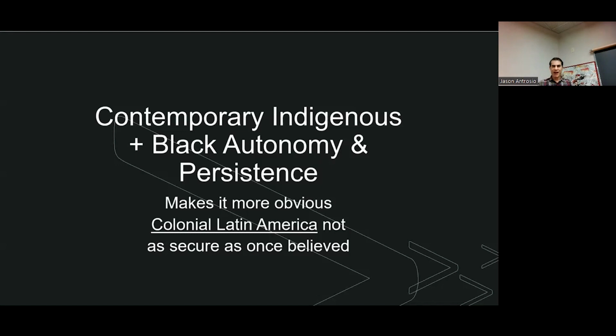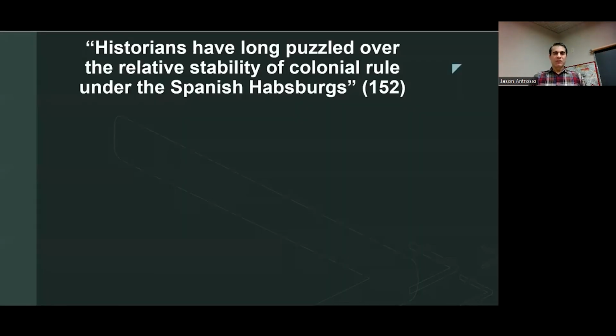So we have, however, come to this period they call the Colonial Middle, and this historical puzzle. Apparently, the historians have been thinking about this for a long time, and that's basically the theme of our class today, the relative stability of colonial rule under the Spanish Habsburgs. Basically from, say, the 1550s up through 1750s. Huh? Habsburg jaw, right?